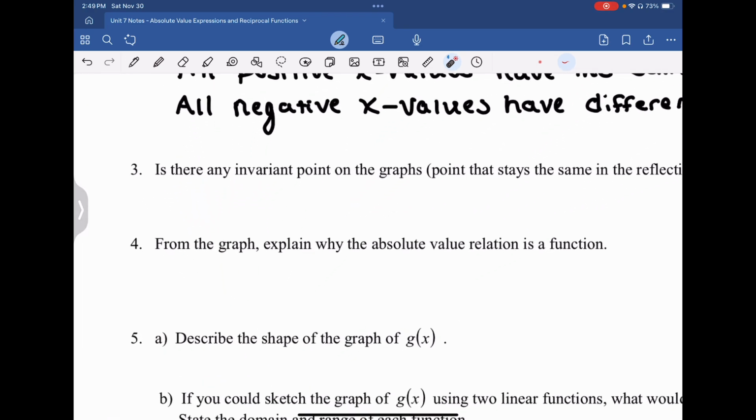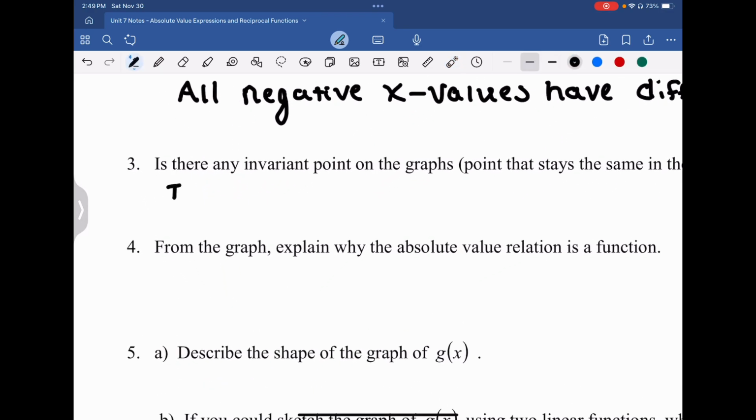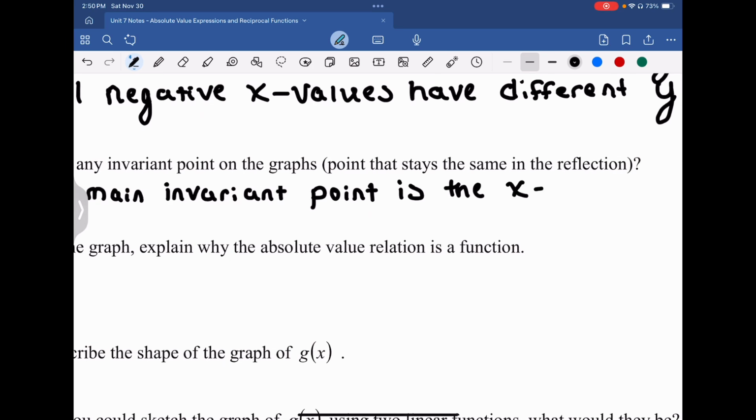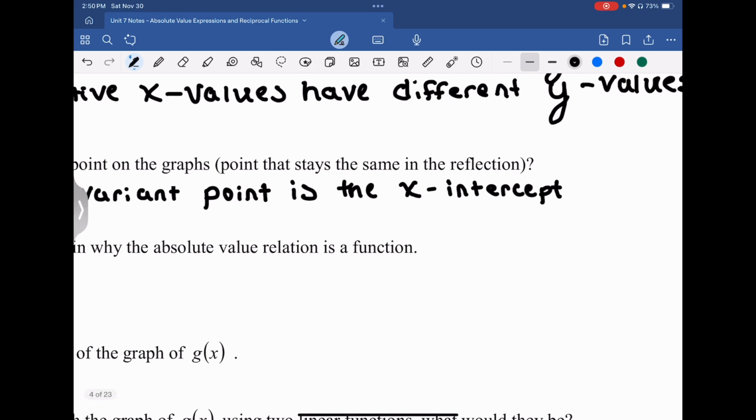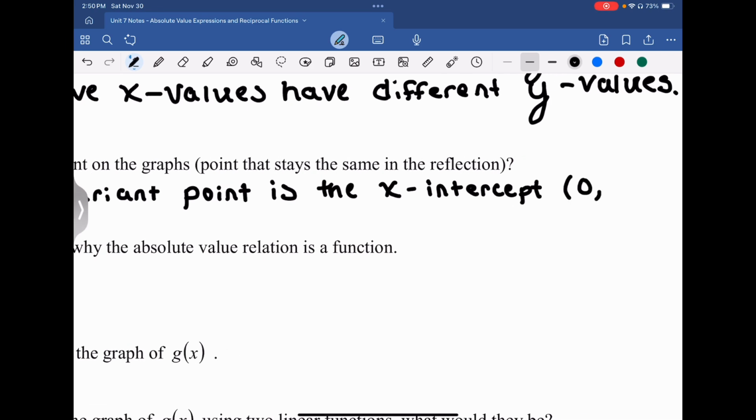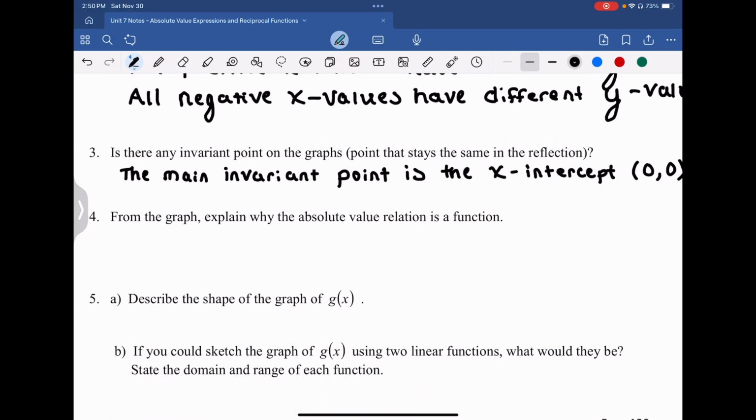x-intercept. The x-intercept is the main invariant point. So let's just write that in here. The main invariant point is the x-intercept. And hopefully we have enough space here. Yep, perfect, which is at (0, 0), or the origin. The other invariant points, again, we could list them off as that stuff onto the right, but we want to mainly consider the x-intercepts as our invariant points.